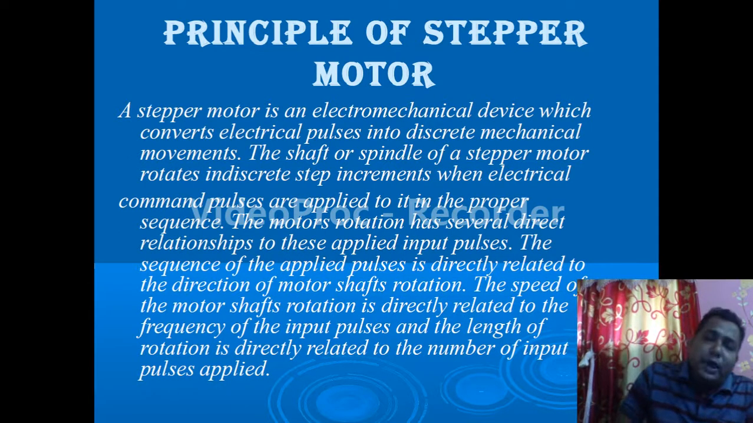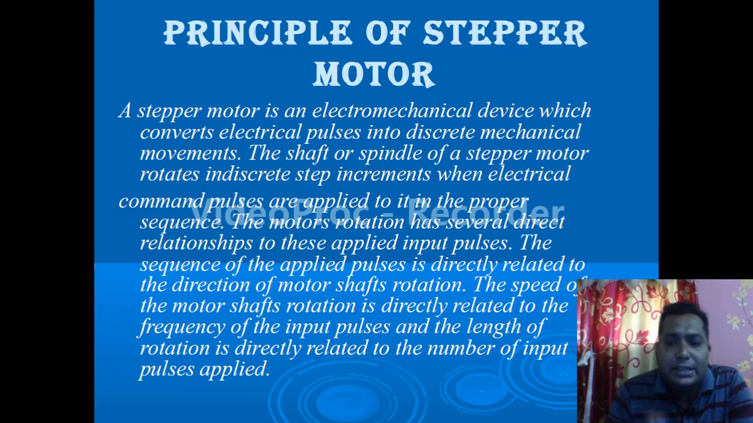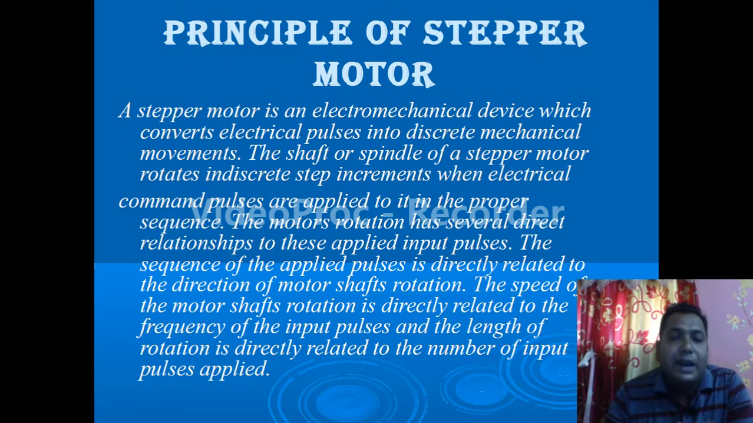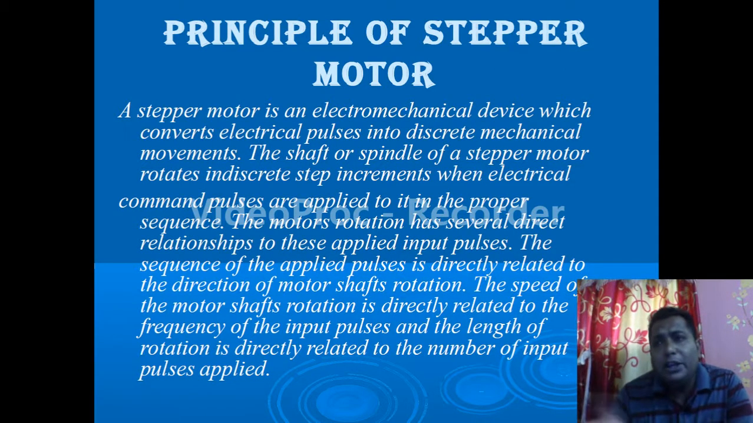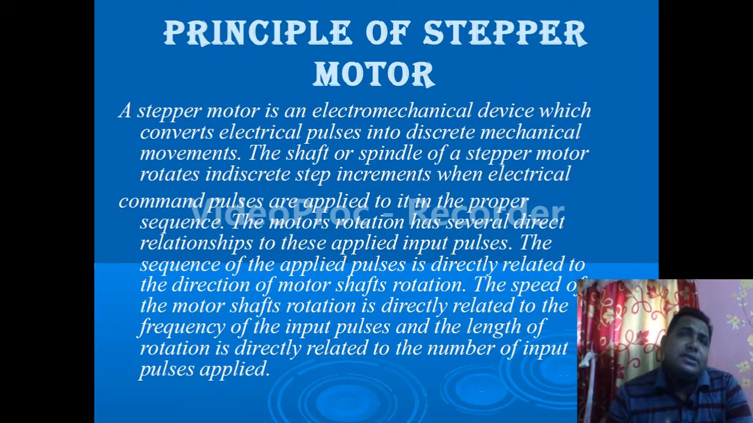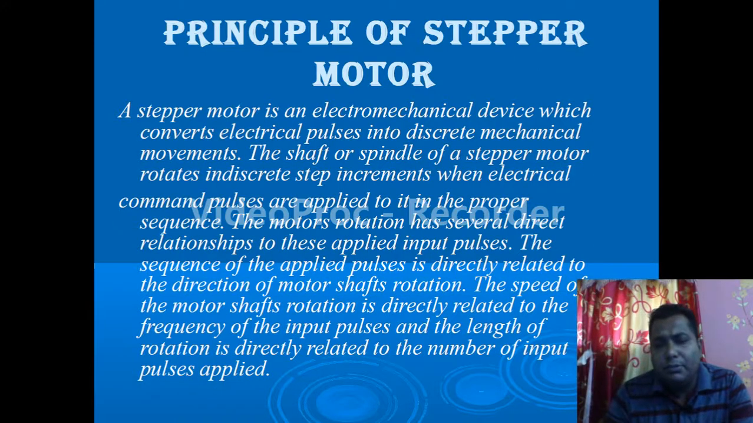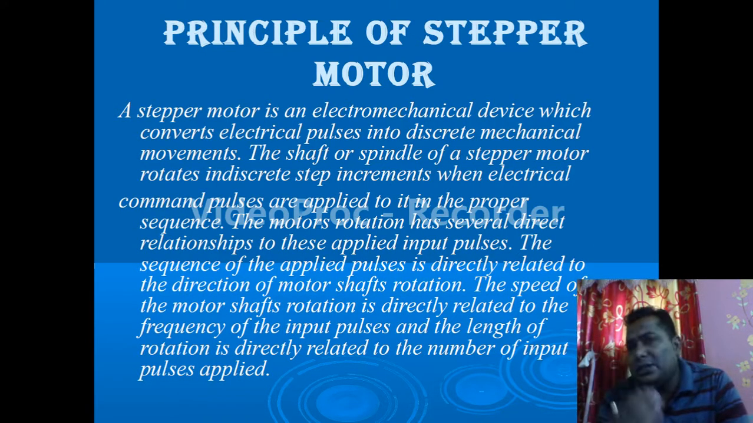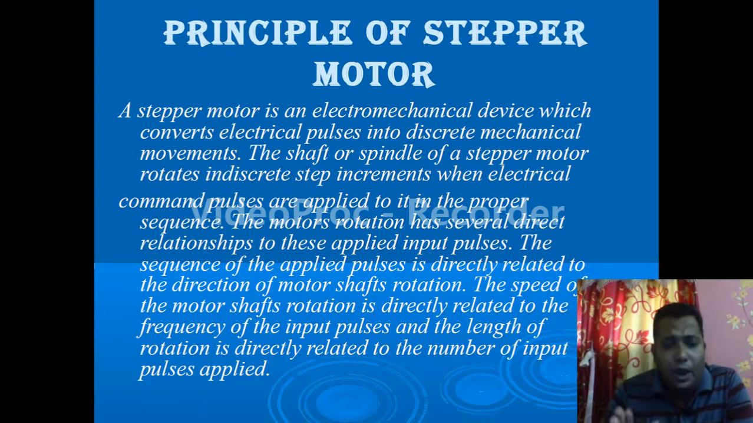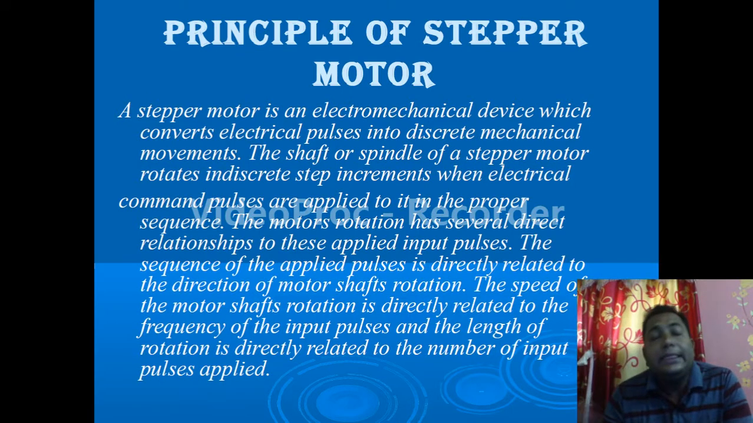So, two points we can see over here. The speed of the motor shaft rotation is directly related to which component? To the frequency of the input pulses. Whatever input pulses we are giving to the system should have some frequency. If the frequency is higher, then the speed of the motor shaft rotation will be higher. If the frequency is lower, then the rotation speed of the motor shaft will be lower.